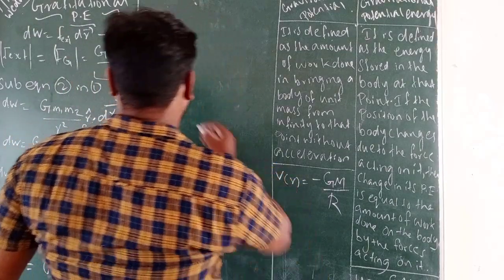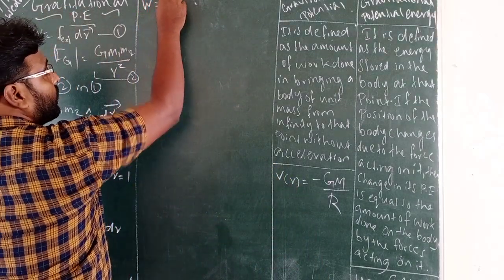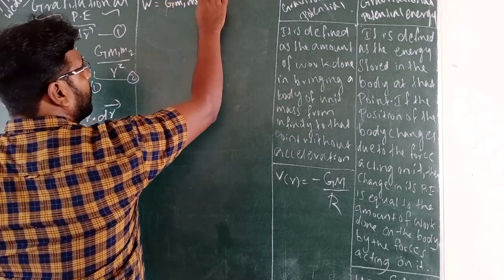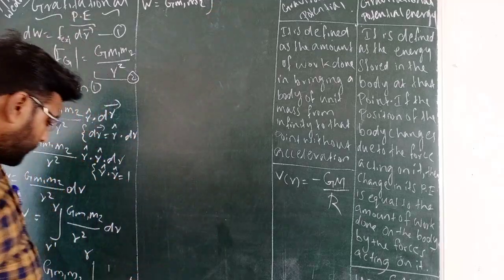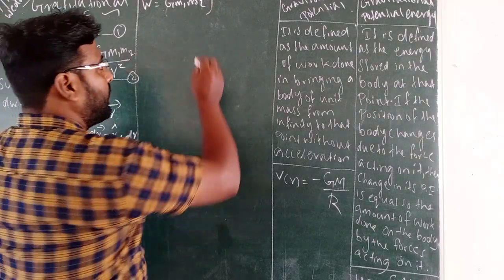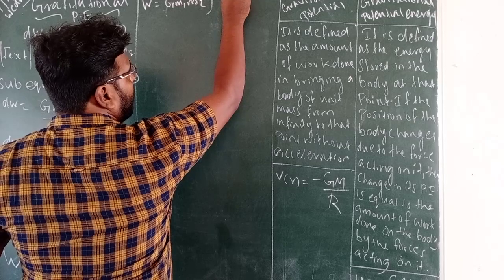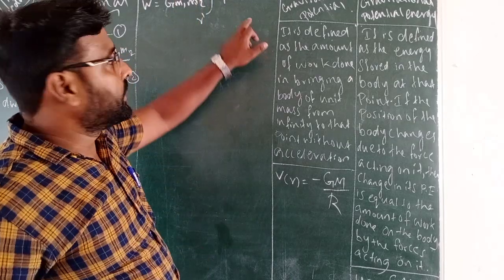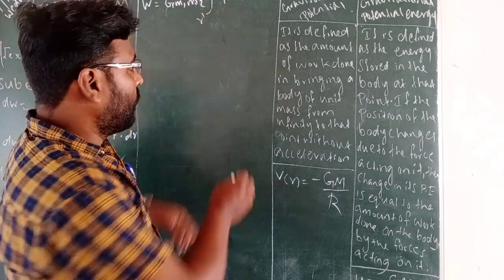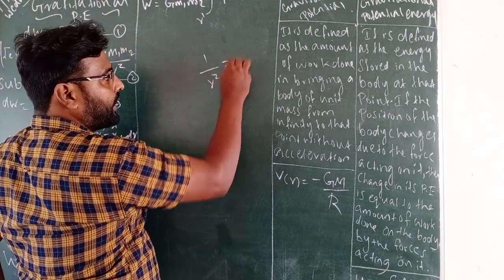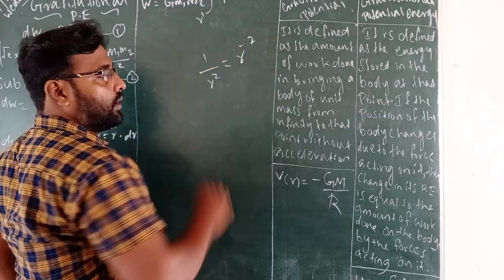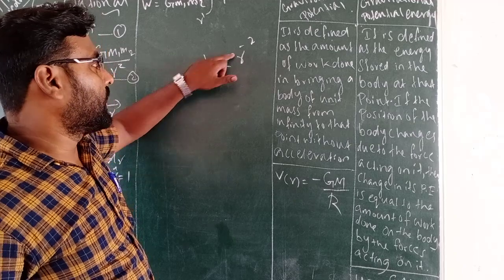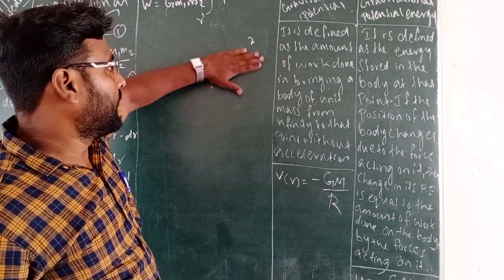Now integrate this equation. Before integrating this, you have to do one more thing. G M1 M2. This R square, you have to take it outside, so it will change to R power minus 2 dr. This we are using for our easiness. 1 by R square we can write as R power minus 2. When we are taking this R to outside, it will change into minus 2.